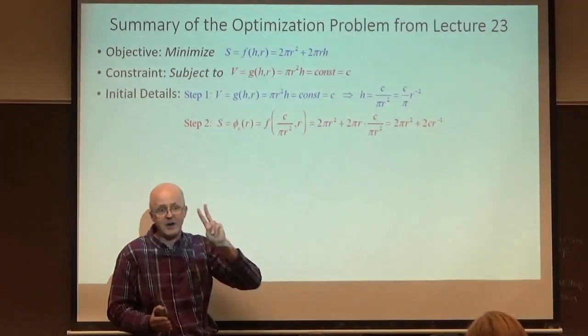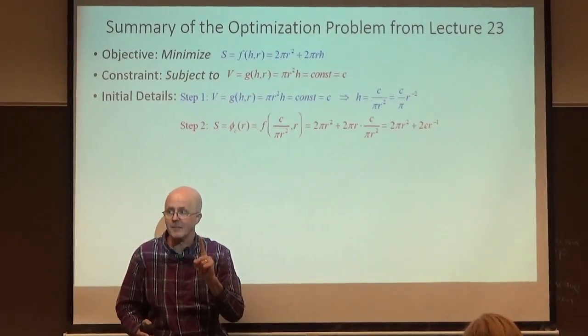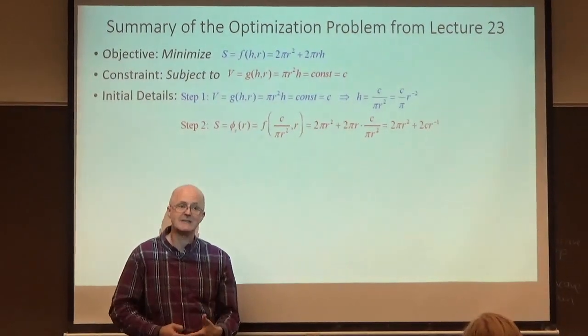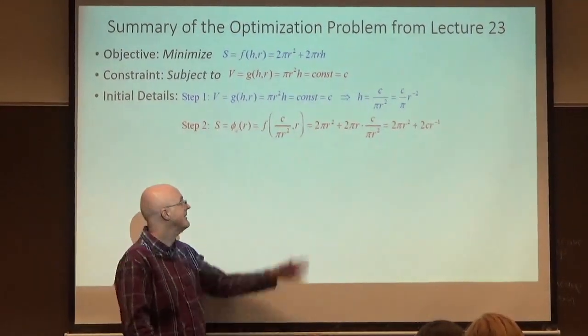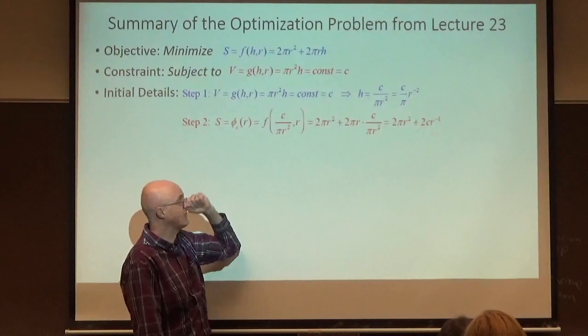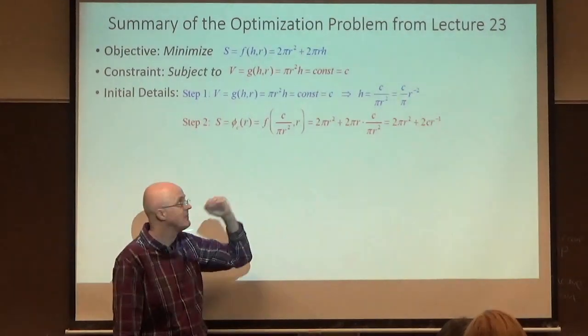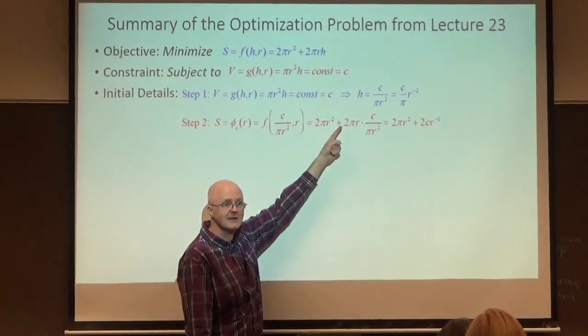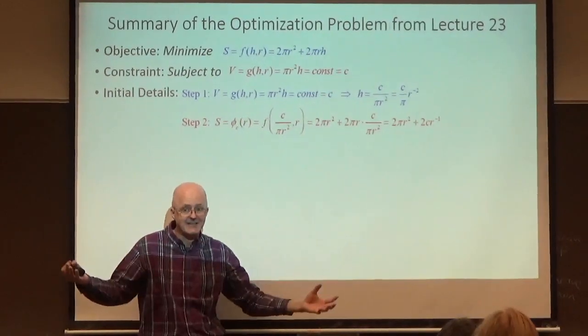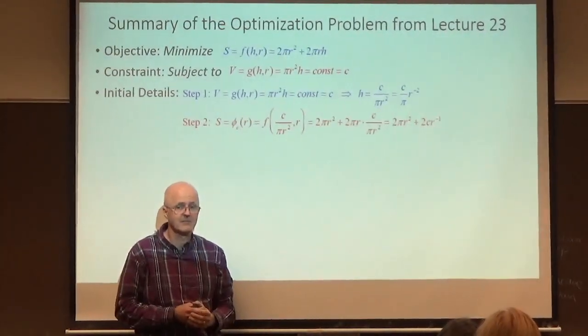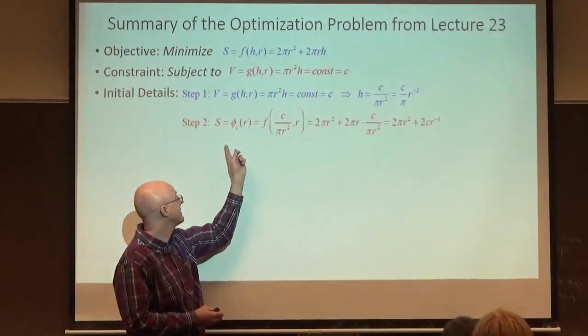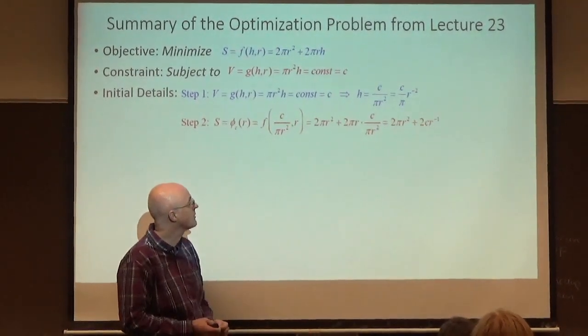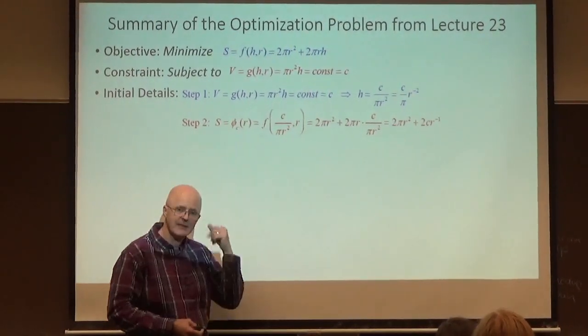F depends on two variables. I'd like it to only depend on one. And the constraint allows me to see how it depends on one. If I didn't have that constraint, then it would just definitely depend on two. But I do have this constraint. The can can't be anything. It's got a fixed volume. And that allows me to get that surface area in terms of just r alone. Of course, there's a c in there, but I'm thinking of c as a constant.